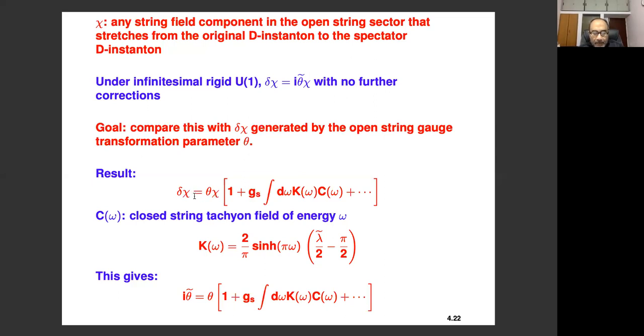So the idea is that now we compare this with this. K omega is just a known function, which I have given here. This is what is computed using the Feynman diagrams. C is the closed string tachyon field. So by comparing this with this, we see that we have to identify I theta tilde with this combination. This determines the relationship between theta and theta tilde. And now all you have to do is to figure out what the Jacobian is under this change of variable. Are there questions or comments?